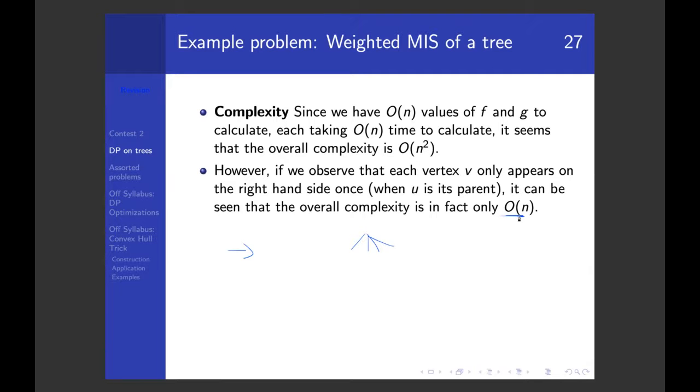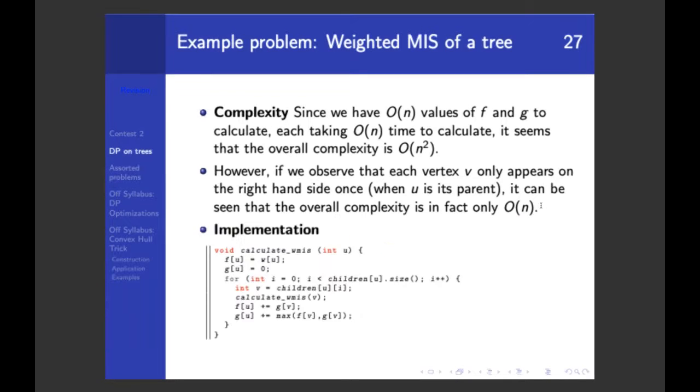Order n, that's fast enough to pass for this problem. In fact, it's the fastest you can do because the tree is of size n. So we have an order n solution.